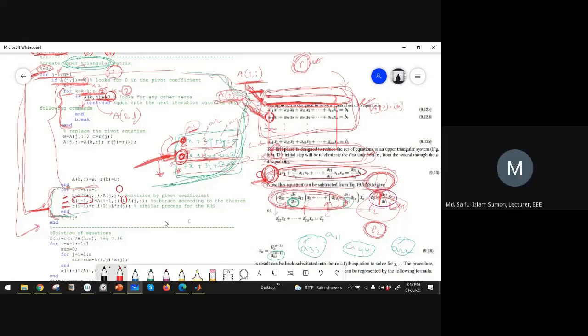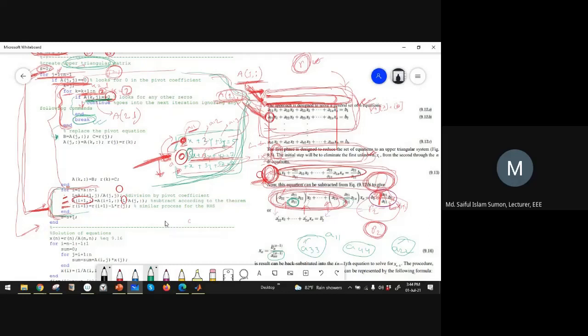But in our case, suppose our second one is not 0. Suppose our second equation is 5x. That means the second equation is okay, so this condition will not be fulfilled. It's not 0, it's 5. Then it will not enter this loop. Rather, it will complete this loop and go for break. Break means it will go out of this loop and come to here.